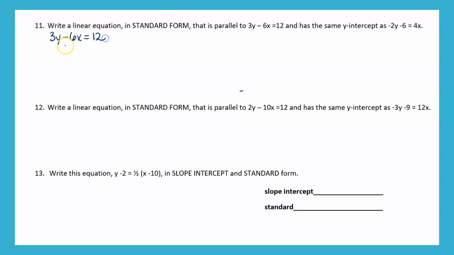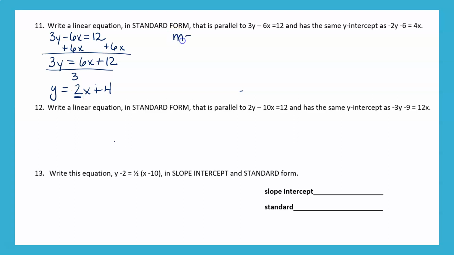So let's move that into slope-intercept form so we can get our slope. So I have 3y equals 6x plus 12. I have to divide everything by 3. So y equals 2x plus 4. There's our slope. It's parallel, so our slope is going to stay the same. We're going to use that 2.